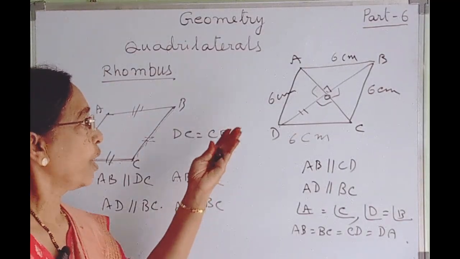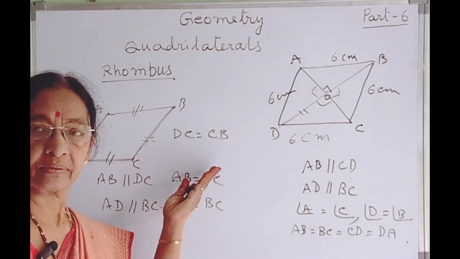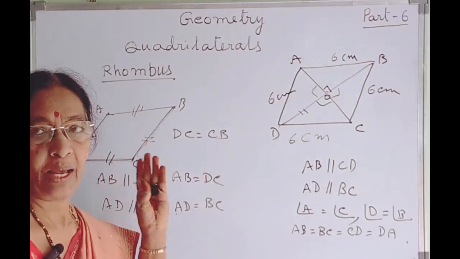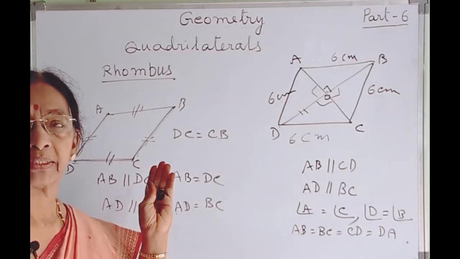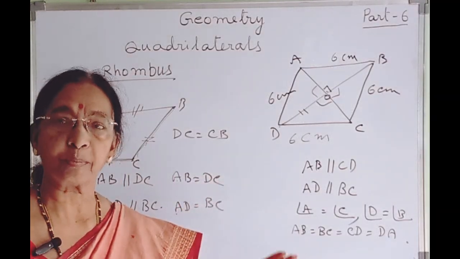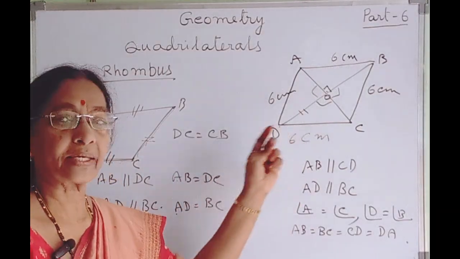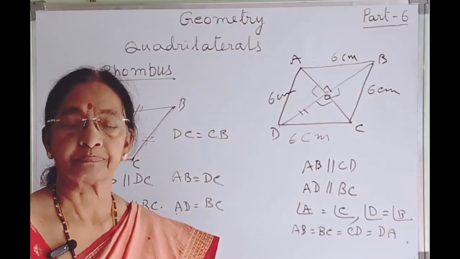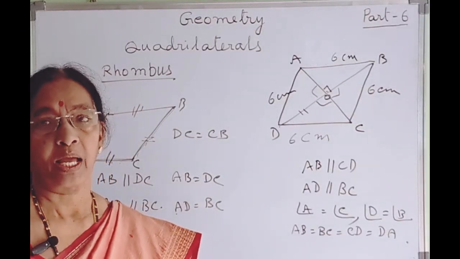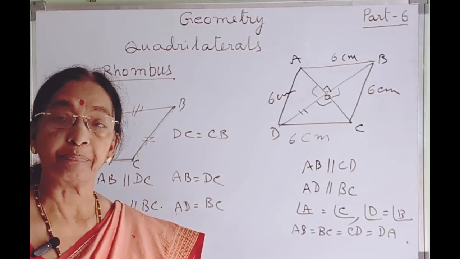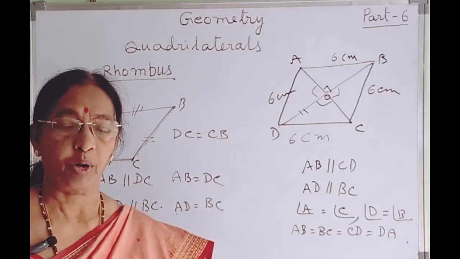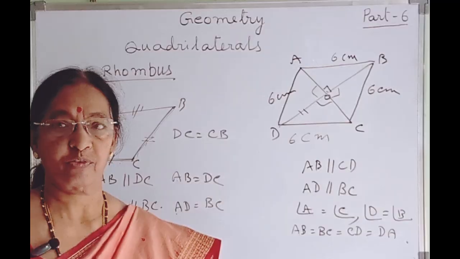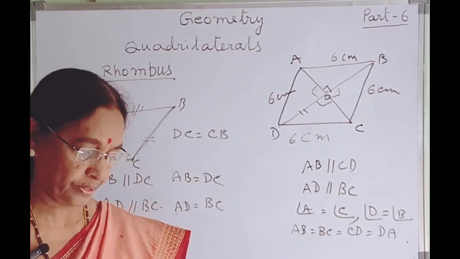So in a rhombus, opposite angles are equal, same as in the case of a parallelogram. But in a parallelogram the diagonals do not intersect perpendicularly, whereas in the case of a rhombus, the diagonals bisect each other perpendicularly. So these are the properties of a rhombus. Let us solve certain problems on rhombus.